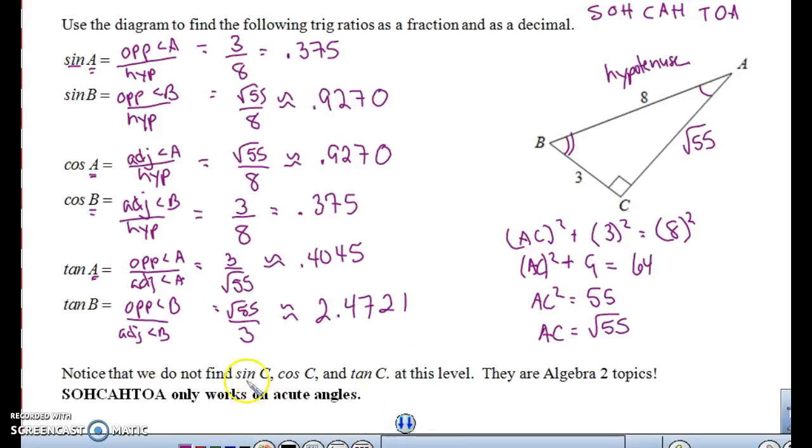So notice that we do not find sine of C, cosine of C, and tangent of C at this level. Those are Algebra 2 and sometimes pre-calculus topics. Sohcahtoa will only work on acute angles. Never, never, never use sine, cosine, or tangent of the right angle at this level. You'll worry about that later on if you take higher math.